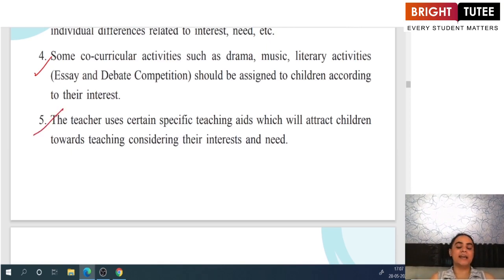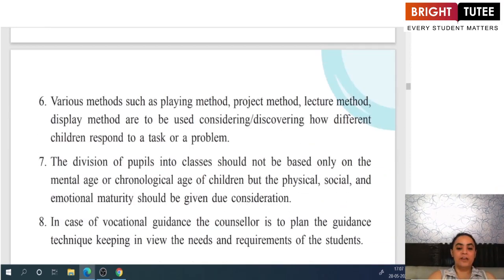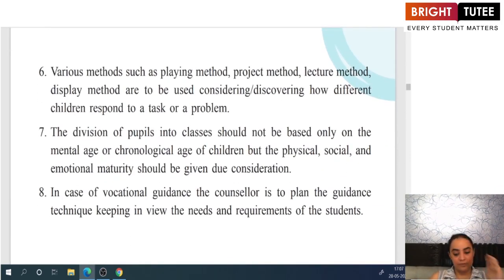The teaching aids used by the teacher should be such that children of different capabilities and aptitudes are attracted towards them, and they learn and develop an interest in the same. Various methodologies such as the playway method, lecture method, project method, experiential learning and discovery method need to be adopted by the teacher, because she knows that in her class exist children with different aptitudes.